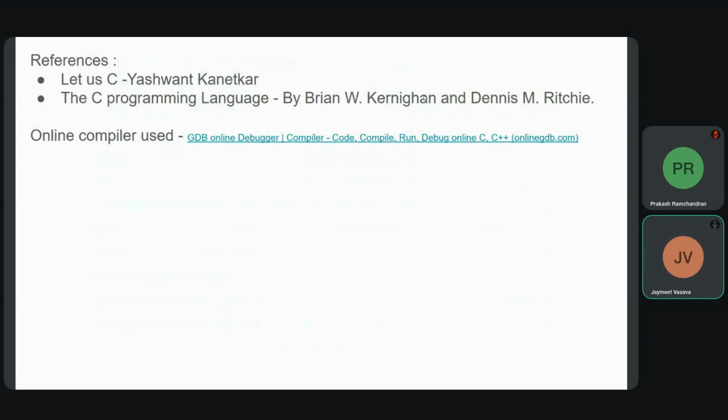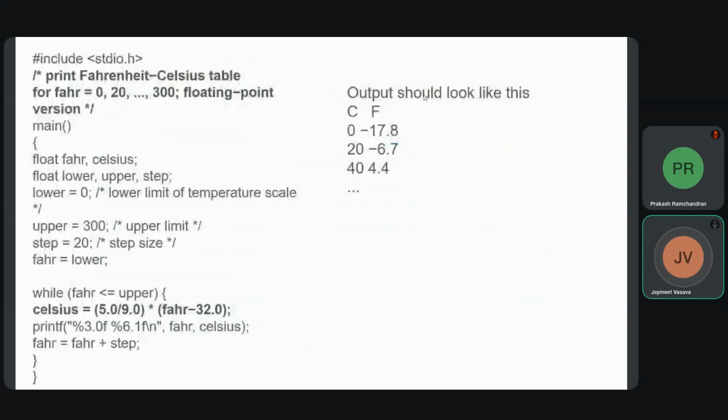So these are the references used for this, and the online compiler that was used. Before ending this, I would like people watching this to execute this program, as Hello World is the classic and simple example for explanation of a C program. This is a Fahrenheit Celsius table. It's also a classic introduction for people who are starting to learn C.